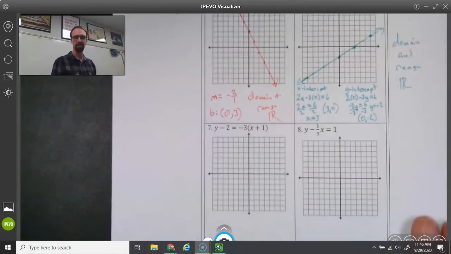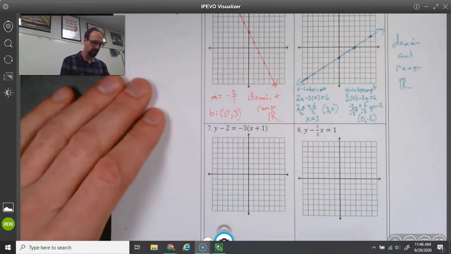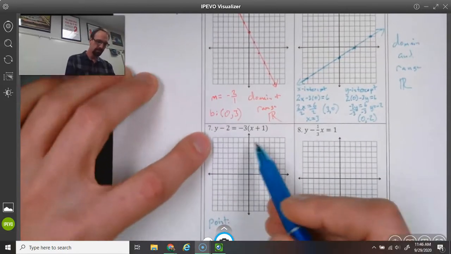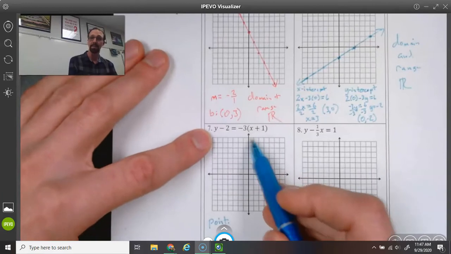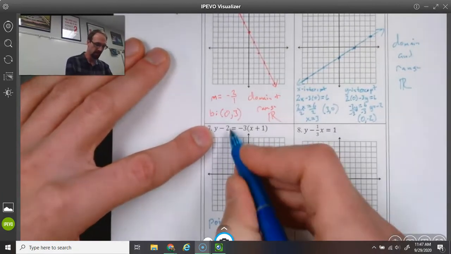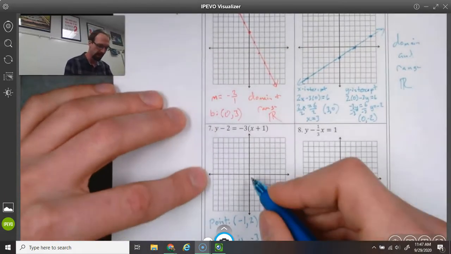For number 7, it's written in point-slope form. So I'm going to find first the point. Now, remember, it's opposite what's inside the parentheses here, so this is going to be -1, and then the opposite of a -2 is +2, and then my slope is -3. So knowing that, I can make a point at (-1, 2).